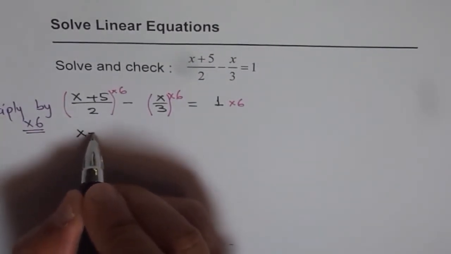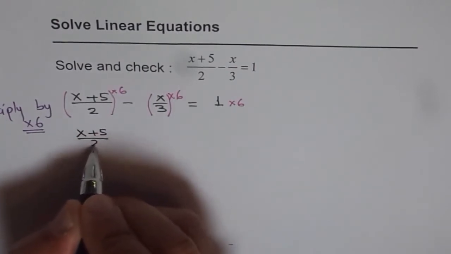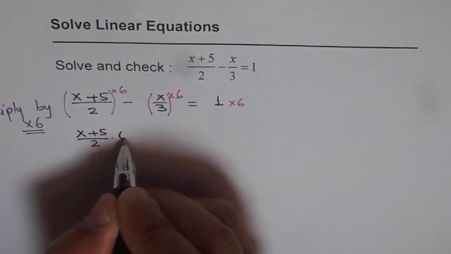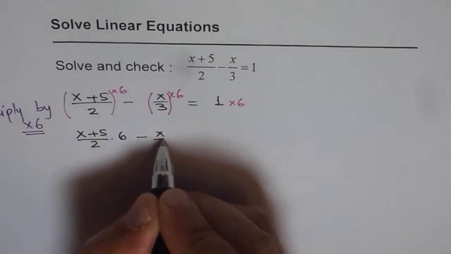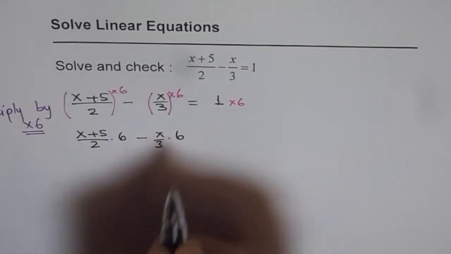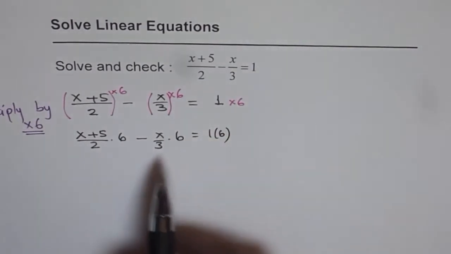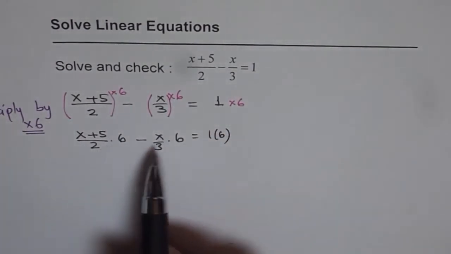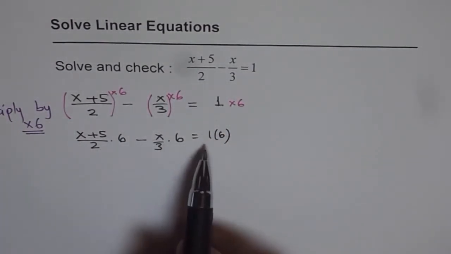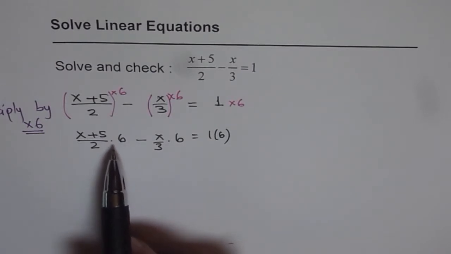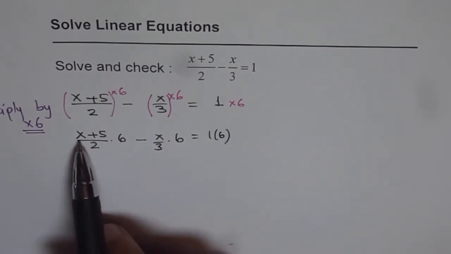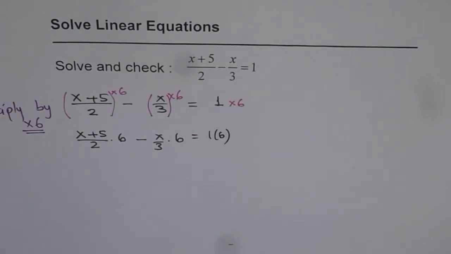So we have (x + 5)/2, and we'll times that by 6. Minus we have x/3, and we'll times this by 6. Equals 1 times 6. Now when we say times, we can also write a dot or write it in brackets. I'm avoiding writing the multiplication sign here because it gets confused with x.